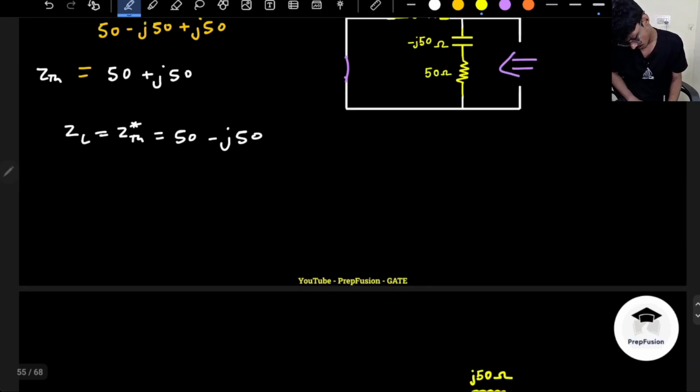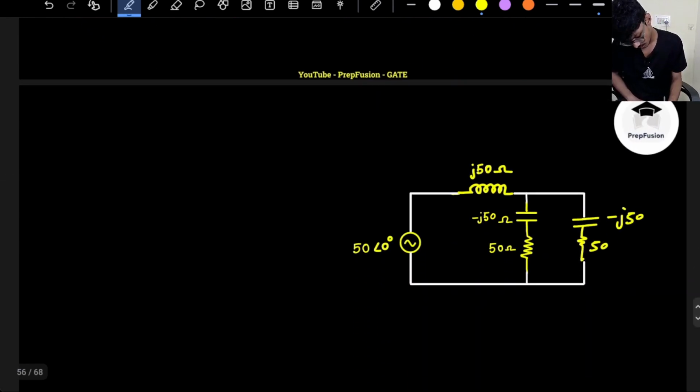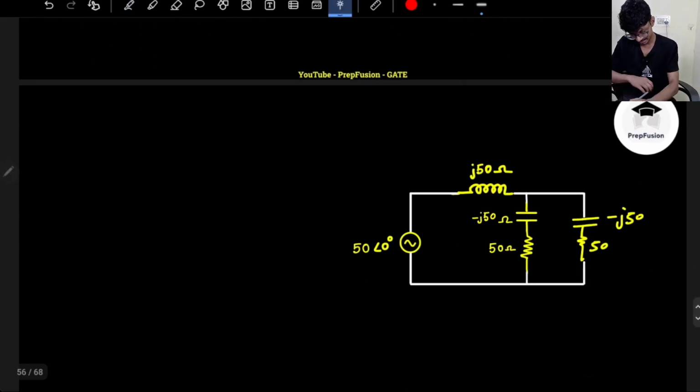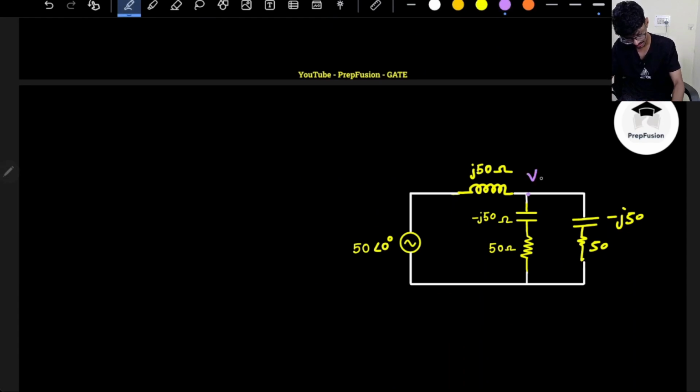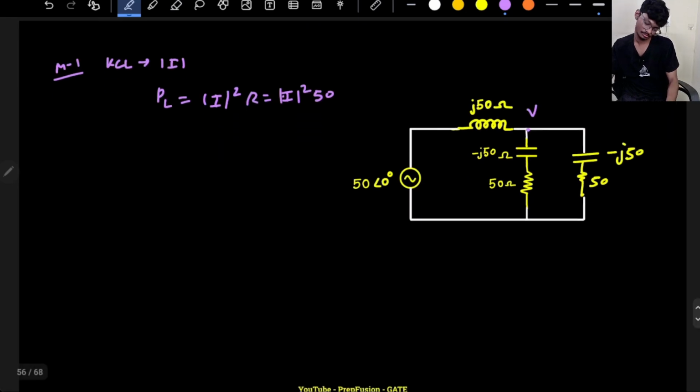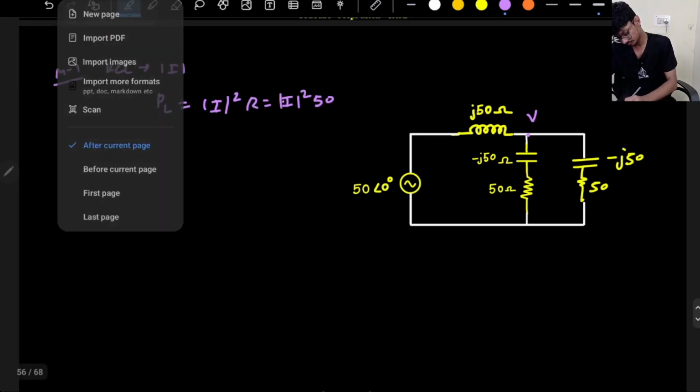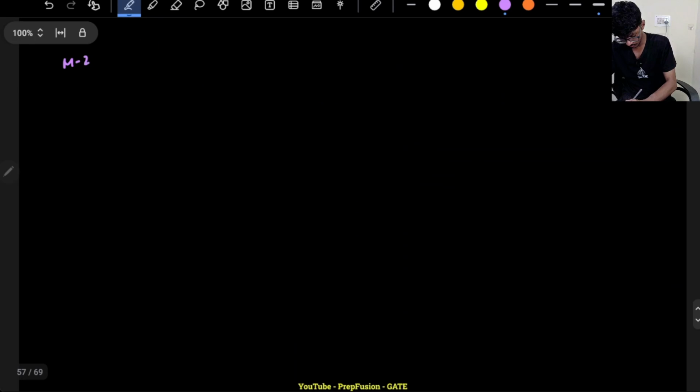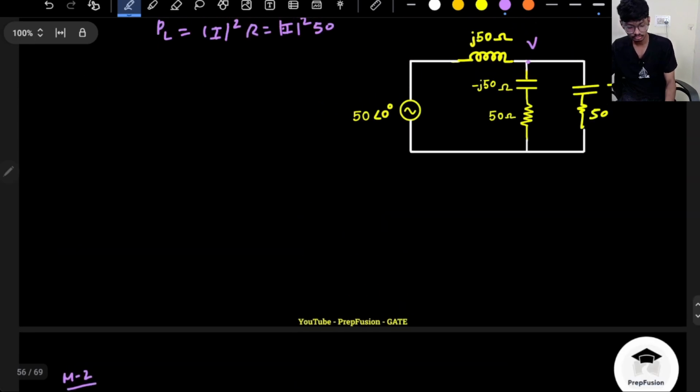Either you can apply KCL at this node, and from there you can find out the magnitude of current, and then for PL you just do magnitude of I square R, that is magnitude of I square into 50, because R is 50 in this case. Okay, so what is method 2? Method 2 is to convert this into Thevenin equivalent.